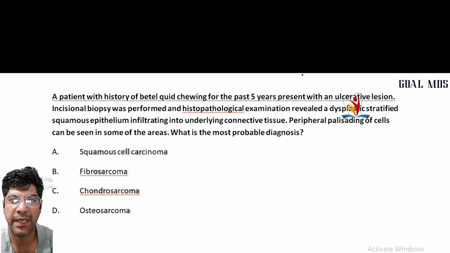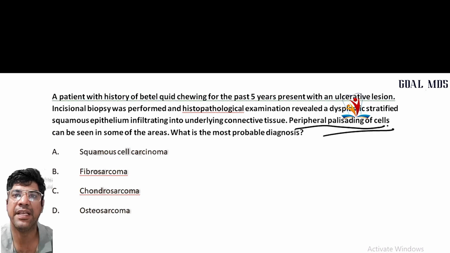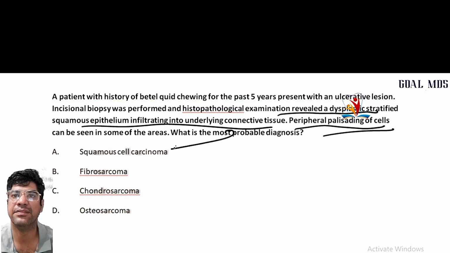A patient with a history of betel quid chewing for the past 5 years has an ulcerative lesion. An incisional biopsy was performed and histological examination revealed dysplastic stratified squamous epithelium. The peripheral palisading of cells can be seen. Your diagnosis is squamous cell carcinoma. These features are of squamous cell carcinoma.